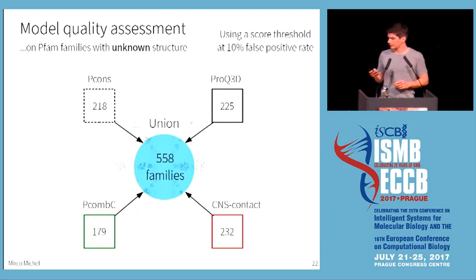So each of these tools predicts some families, around 200, and they are not overlapping completely. Some tools predict some families to be accurate, and other tools pick up other families. So if we pool them all together, we get over 550 families predicted to be accurate at a 10% false positive rate.